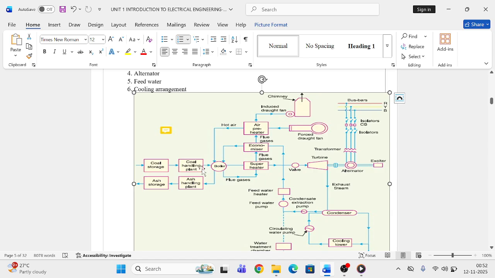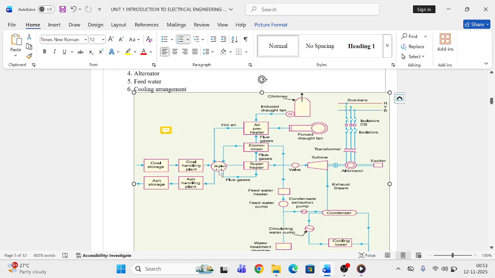The coal from the coal handling plant is crushed into small pieces and then fed into the boiler. The boiler is nothing but a closed vessel in which water is converted into steam by using heat produced from the combustion. The boiler produces high pressure steam. This high pressure steam is sent to the turbine through superheater. The purpose of using superheater here is to increase the temperature of the steam.